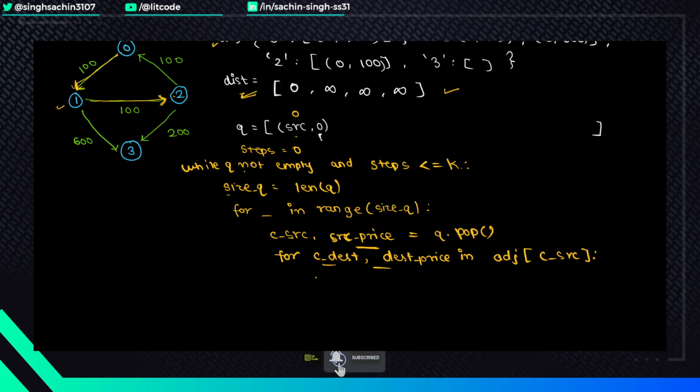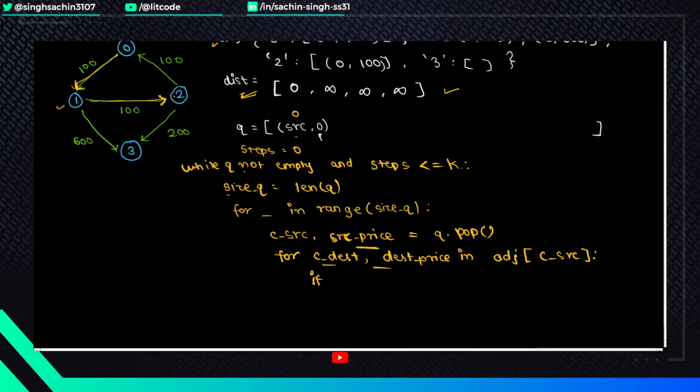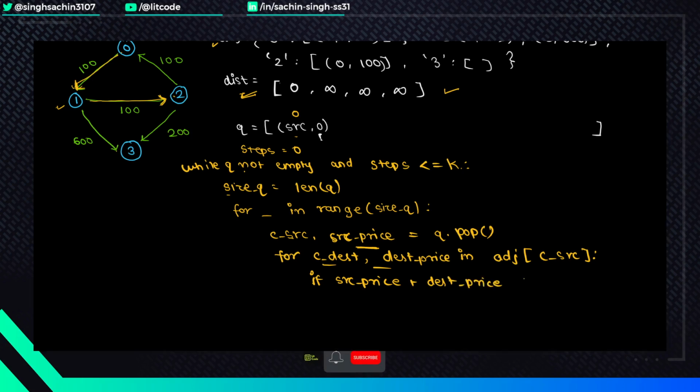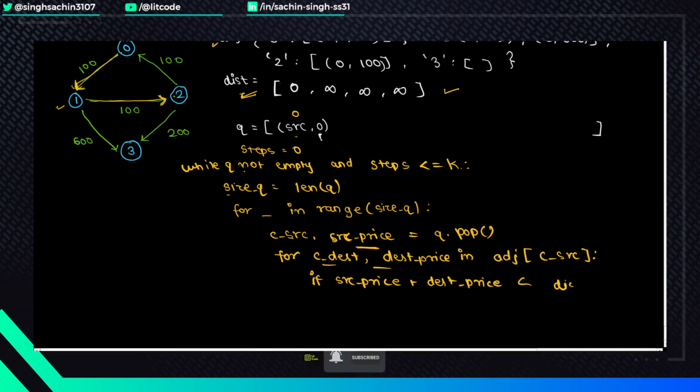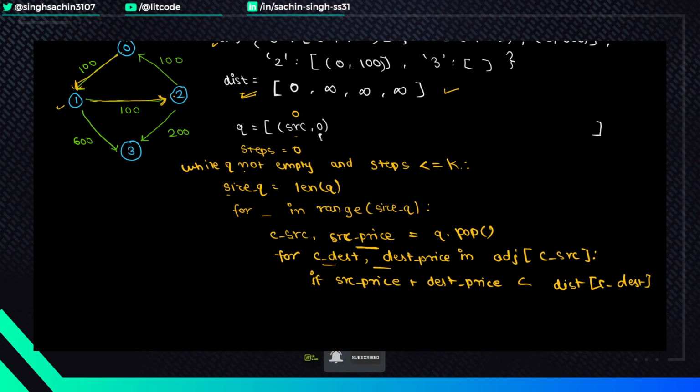So if the price from source plus the destination price is smaller than the distance which we have already listed for the current city, then we will update.